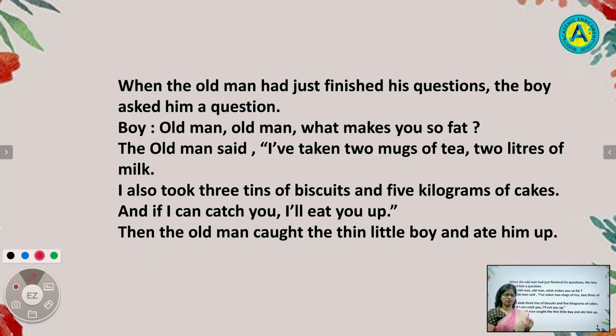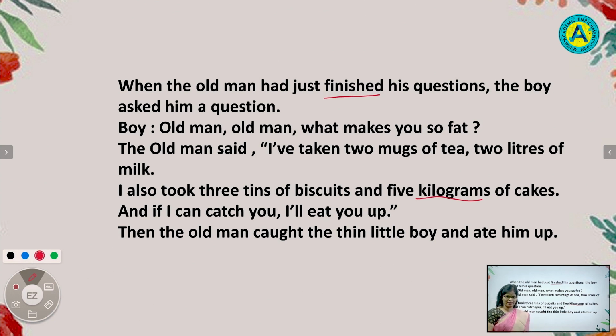After that, the boy also asked 1 question to the old man. When the old man had just finished his questions, the boy asked him a question. Okay? What was the question? The boy asked, old man, what makes you so fat? The old man said, I have taken 2 mugs of tea, 2 liters of milk. What did the old man say? Yes, he said he has taken 2 mugs of tea and 2 liters of milk. I also took 3 tins of biscuit and 5 kilograms of cakes. Okay? And if I can catch you, I will eat you up.